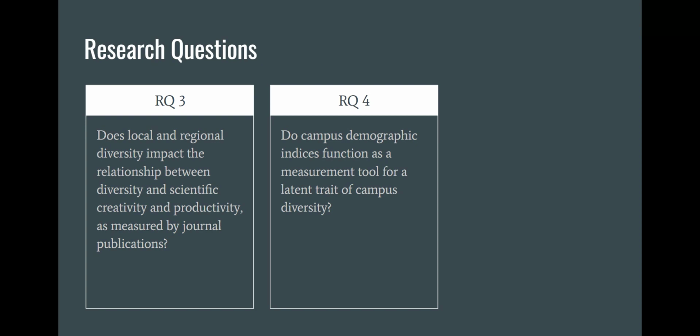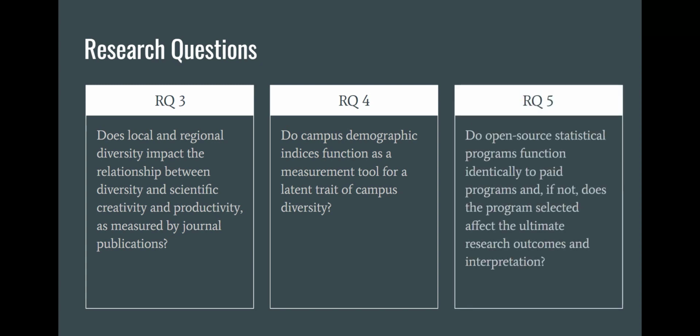And all of those will be included in a subsequent slide. There's a draft of those measurement models available, linked in the draft of the dissertation proposal in the description of this video. The last research question and the last research paper branches off of the idea of economic diversity. It's asking if open source and closed source software function identically to paid programs. If not, does the program selected affect the research outcomes and interpretations?